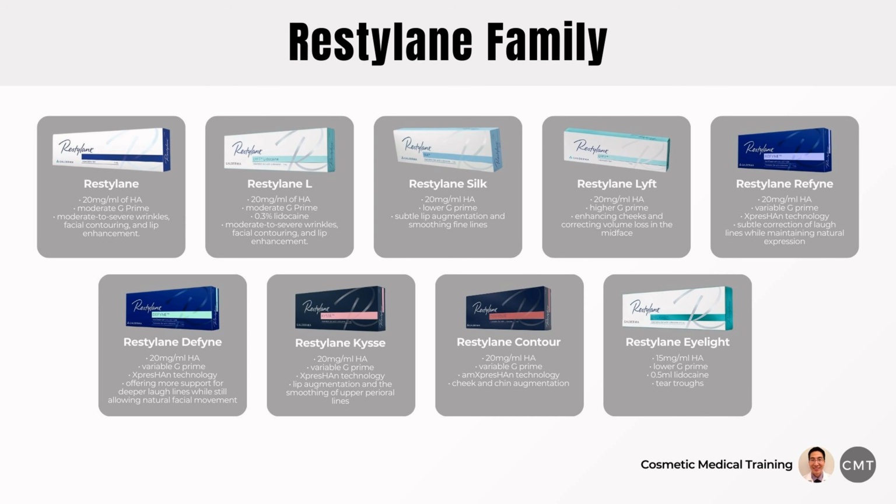Restylane Eyelight is a specific filler designed for tear trough with a lower HA concentration of 15 milligrams per ml and lower G prime. Its softer gel consistency is ideal for delicate areas like under the eyes. It also contains lidocaine for added comfort during the injection.